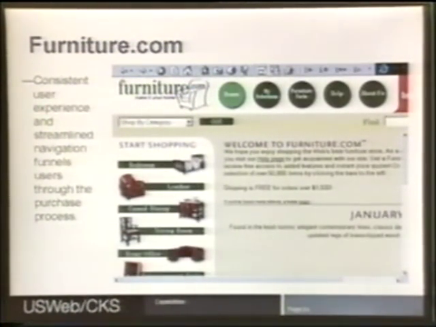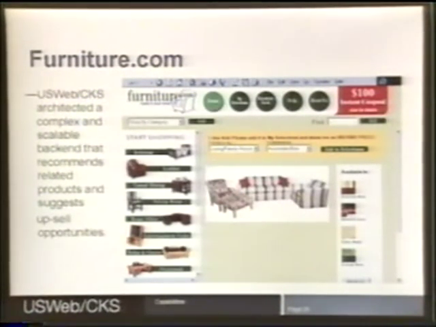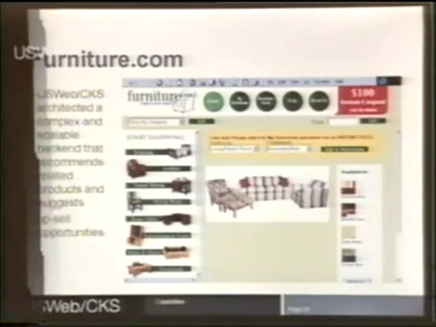Here again, a consistent user experience and streamlined navigation funnel users through the purchase process in a very natural and compelling way. So they were able to actually create a much more favorable shopping experience online than you would walking into a particular store. We architected a complex and scalable back end that recommends related products and suggests upsell opportunities. So if I had bought a particular couch or a chair, whatever it may be, the heuristics built into the site actually pull in relevant cross-selling opportunities based on prior consumer buying patterns.